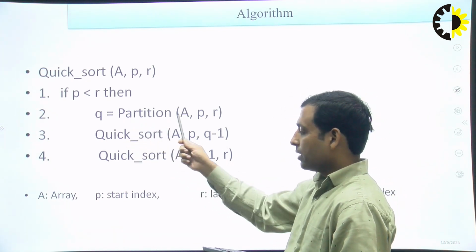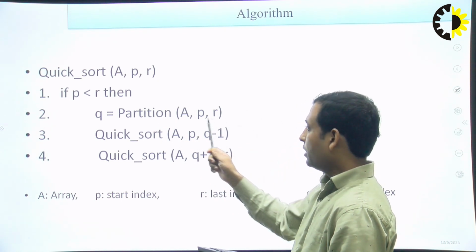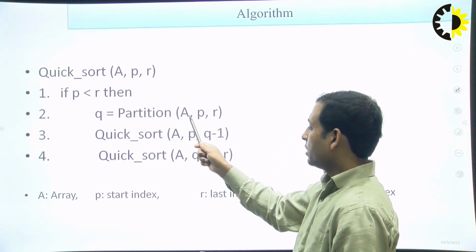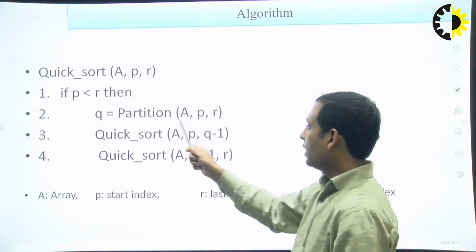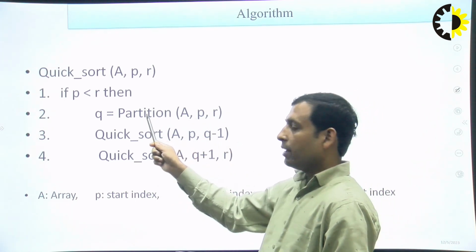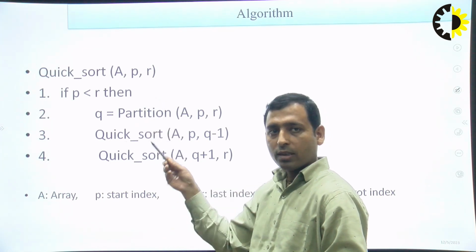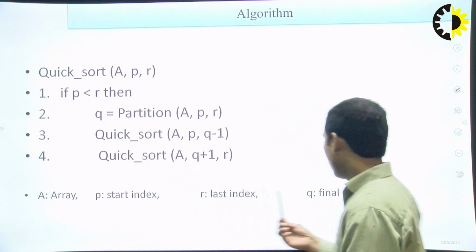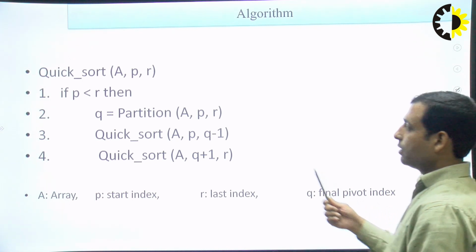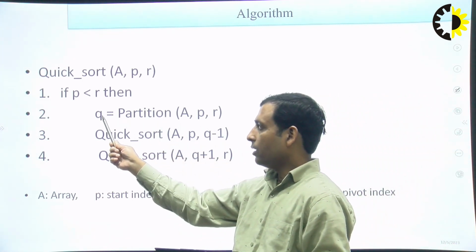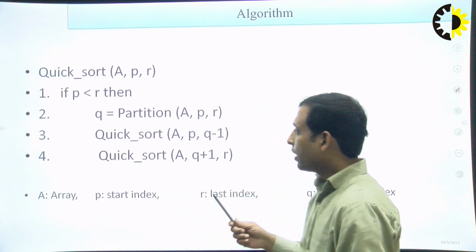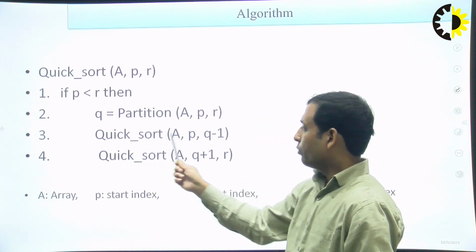We have done the partition as we have seen earlier. Partition has the same parameters: A is the array, P is the starting index, R is the last index. After partitioning, the pivot element goes to its proper position, indicated by Q. Q is the final pivot index. This function will return the final position of the pivot element. We will store it in Q. And this is the first portion, the left portion.